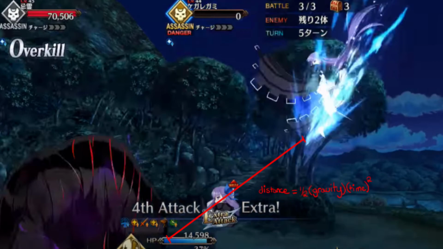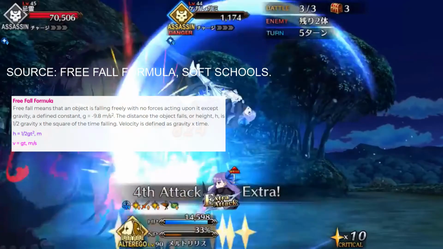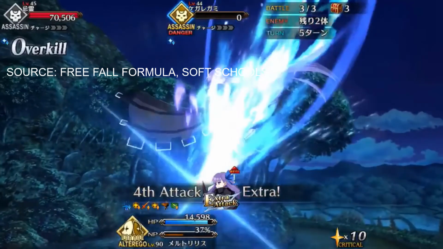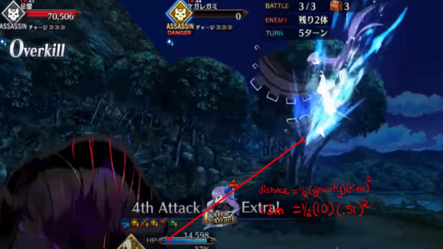Now we need her height off the ground, which we can get using the formula distance equals half of gravity times time to the second power, which is the formula for a free fall, which is pretty much what she's doing here. I did an average timing of her speed here and came out with around 0.53 seconds of airtime until she reaches her target. Plug in the numbers, we get d is equal to 1/2 of 10 times 0.51 to the second power, and we get 1.3 meters away.